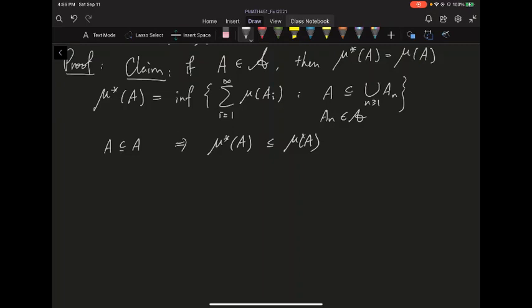So how do we show that? So now let's take any cover. Let's take any A contained in the union of these A_n, where each of these A_n is in the algebra. So we want to show that this cover actually will give you a value that's bigger than mu of A. So in other words, mu of A will be the infimum. Okay, so how do we show that?